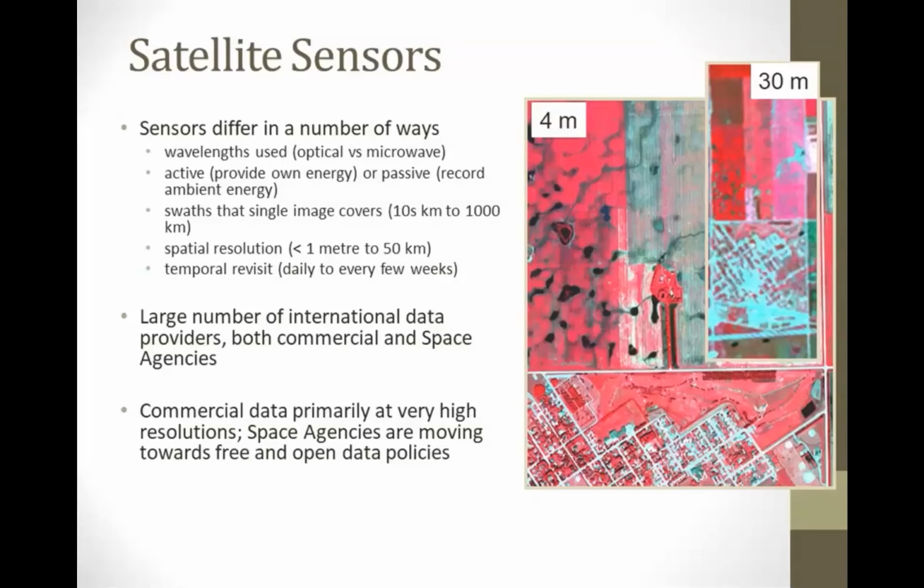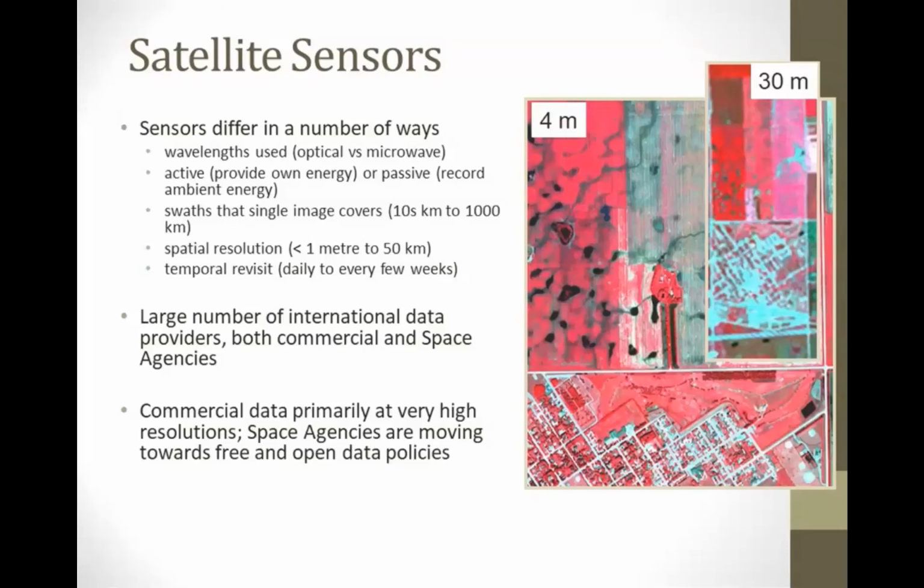The swath is really the footprint of the satellite. This is sort of one look, how big of an area one image covers. These swaths vary tremendously, and you'll see that in the slides at the end of the presentation. So we have some satellites that cover only tens of kilometers, and we have other satellites where one footprint, one image, will cover 1,000 or more kilometers in one picture.